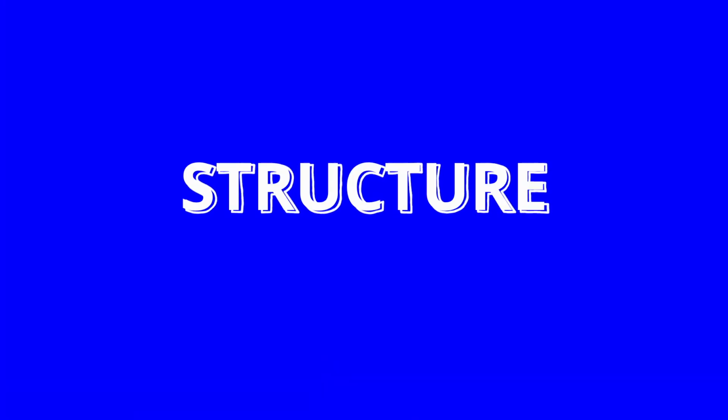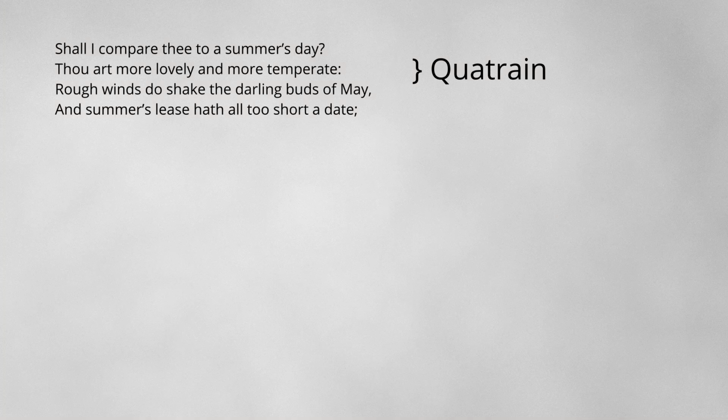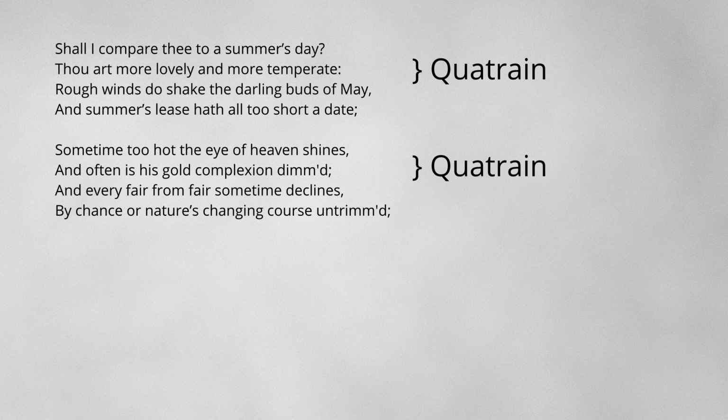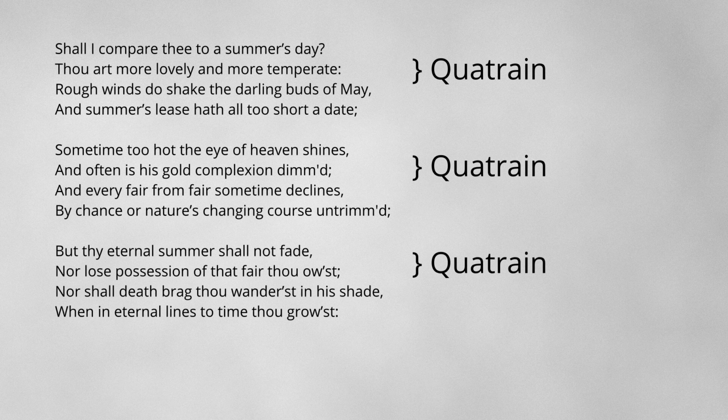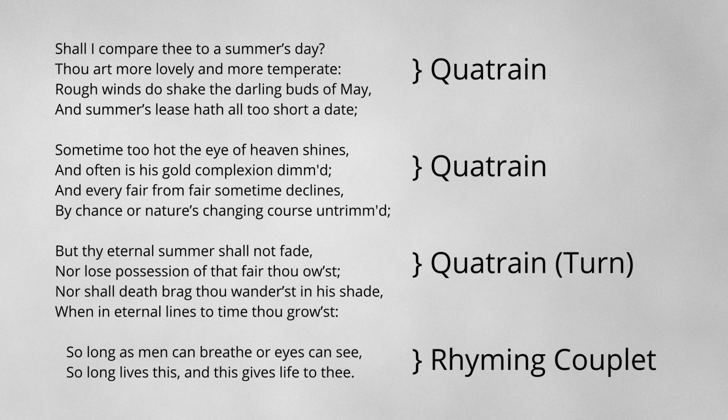So the second thing to consider is the structure. Now, most sonnets will have a quatrain followed by another quatrain, followed by another quatrain, which is usually the turn. So this is where the mood changes or the tone changes. And then finally a rhyming couplet, which is where the conclusion of the sonnet will be made.